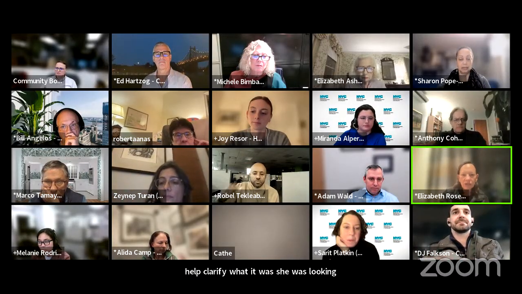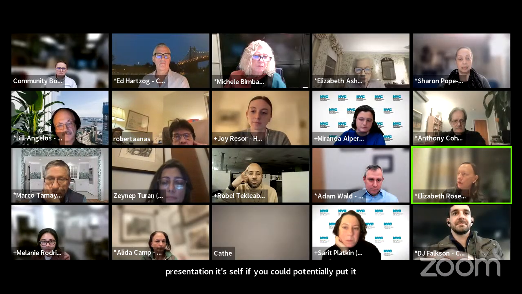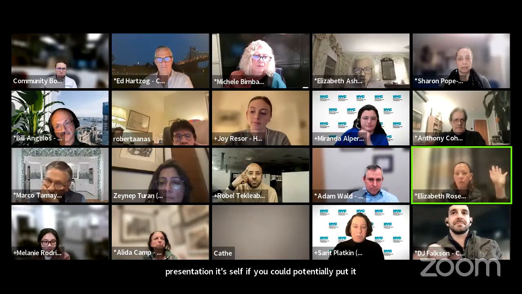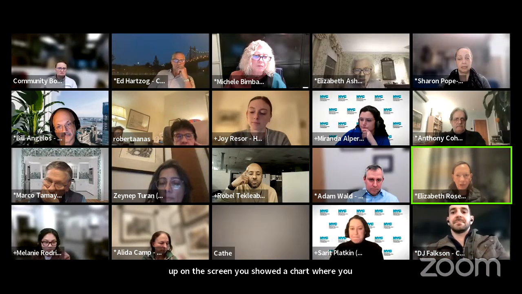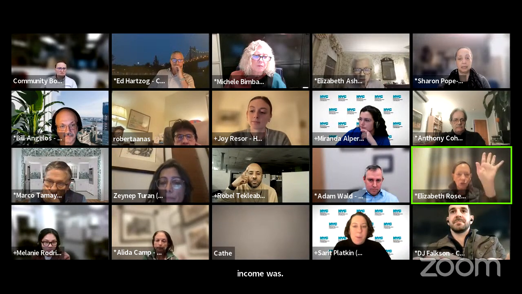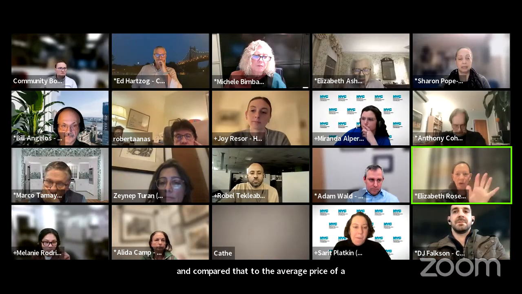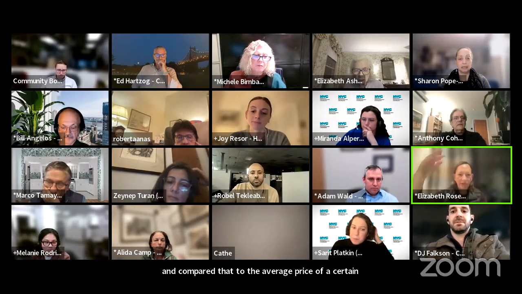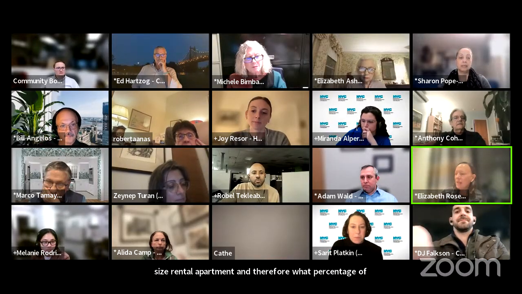So on the presentation itself, if you could potentially put it up on the screen, you showed a chart where you identified what the CB8 median income or average income was. I'm not sure if it was average or median that you showed, and compared that to the average price of a certain size rental apartment, and therefore what percentage of rent does a CB8 person pay.